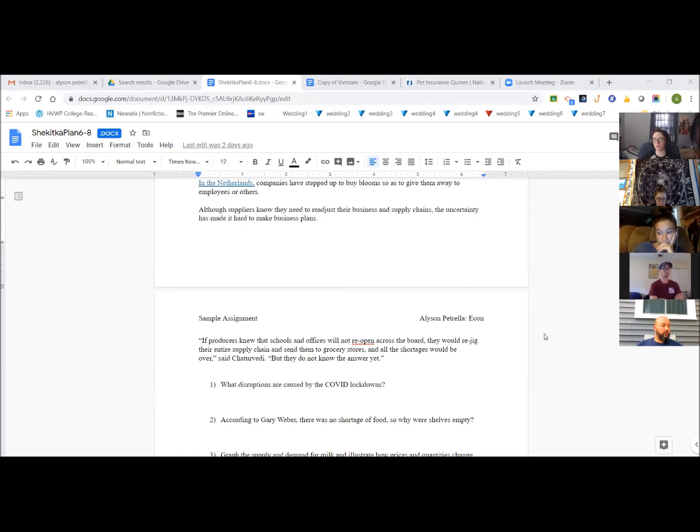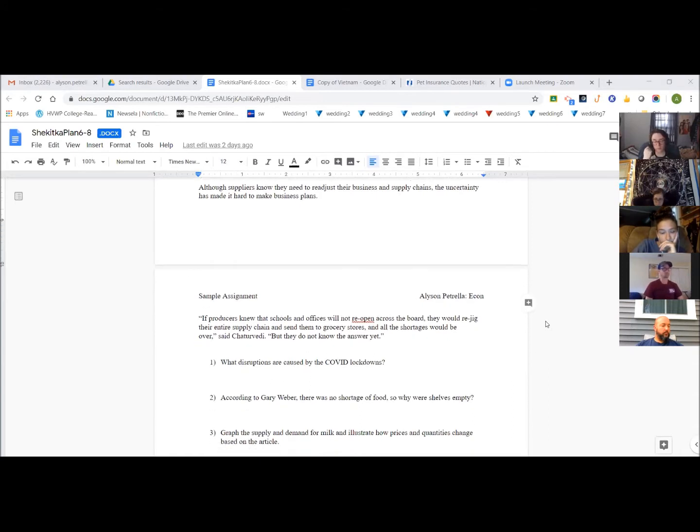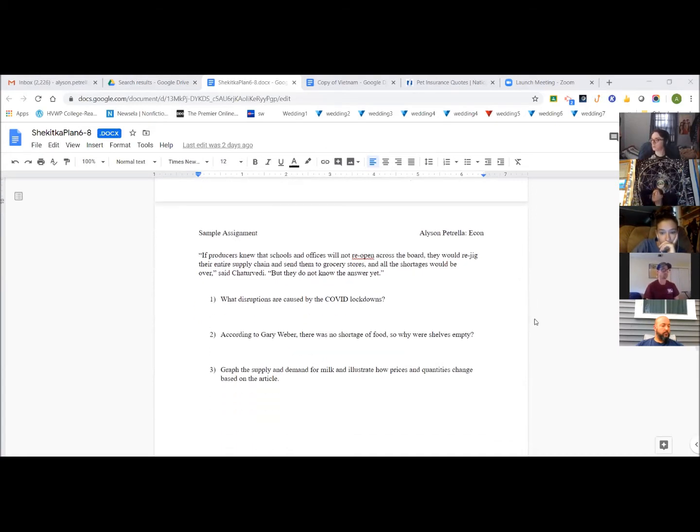And that could mean that they end up with shortages, which means rising prices. It could mean that they are over optimistic and have excess, and you see prices fall for things. A lot remains to be seen, especially when we have to look at what the global economy does, as we're so interconnected these days. So although suppliers know they need to readjust their business and supply chains, the uncertainty has made it hard to make those business plans. If producers knew that schools and offices would not reopen across the board, they would rejig their entire supply chain and send them to grocery stores, and all the shortages would be over, said Chaturvedi, but they do not know the answer yet.